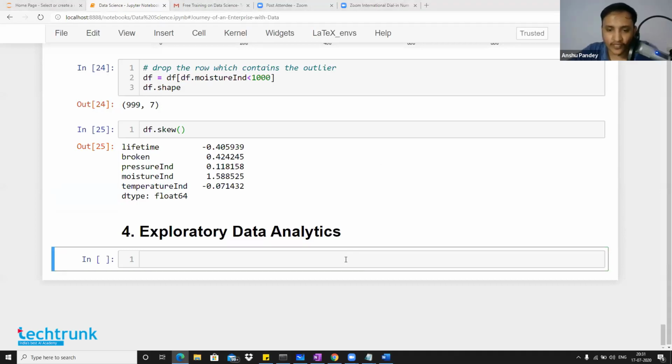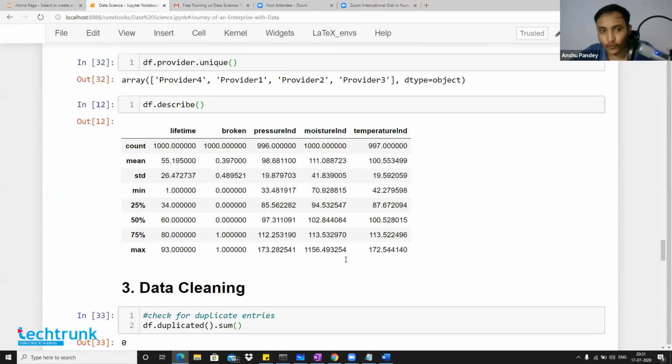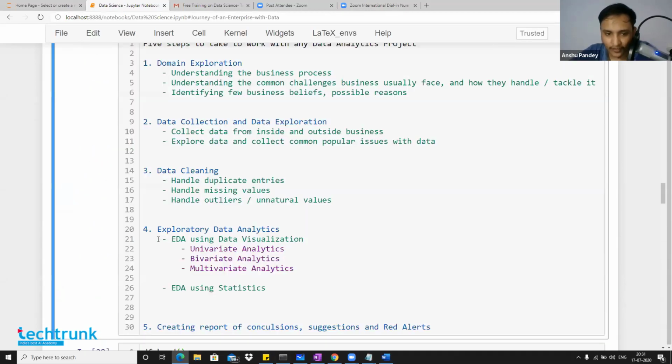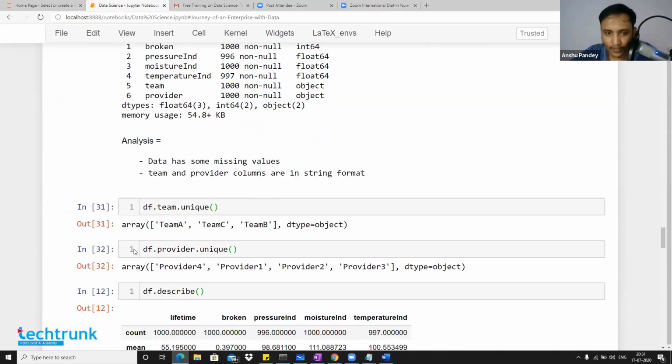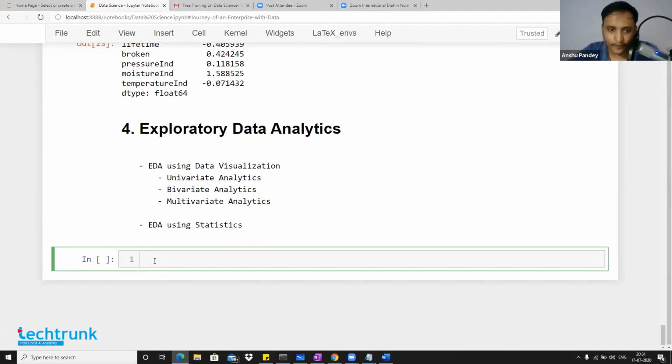So we're now starting with the idea of EDA, that is exploratory data analytics. As we already discussed, there are two methods to perform EDA: EDA with data visualization, and EDA with statistics, right? These are the two primary methods to implement EDA, and we're going to implement both on this data set. First, we're going to start with EDA with data visualization.